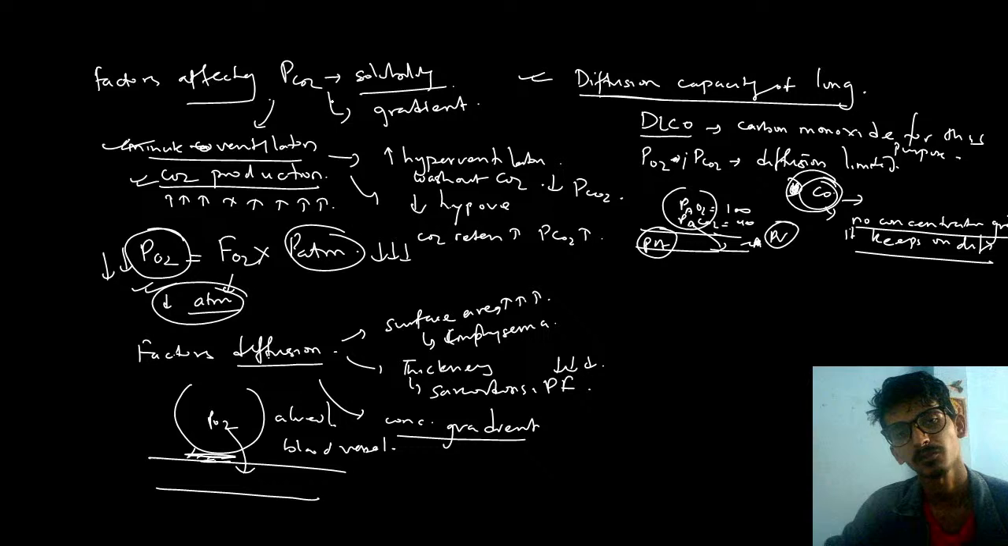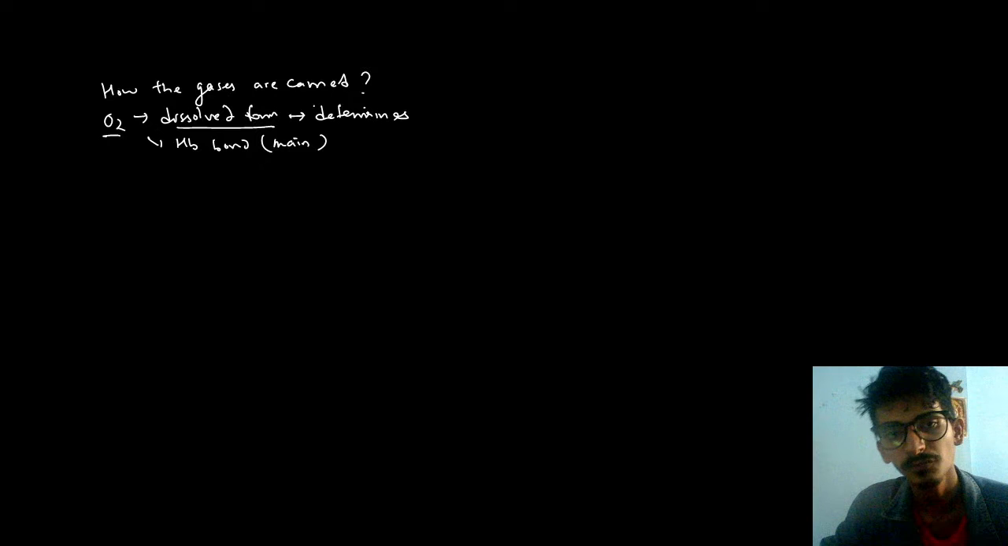I think I have covered some of the factors: partial pressure of oxygen, partial pressure of carbon dioxide, and diffusing capacity. Now we'll learn how oxygen is normally transported in our blood. So how are the gases carried in our system? First, oxygen. As I have mentioned, oxygen can be carried in the dissolved form. Second, the hemoglobin bound form. The hemoglobin bound form is the main form in which oxygen is carried, whereas the other important form is the dissolved form. Why is the dissolved form important? I have just told you that it is the dissolved form which determines the partial pressure.